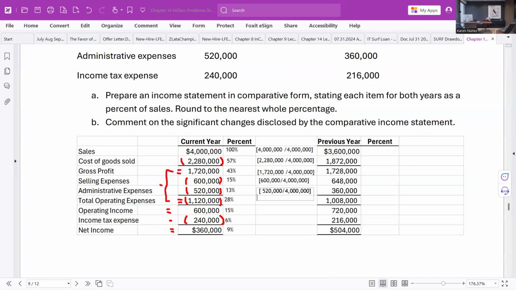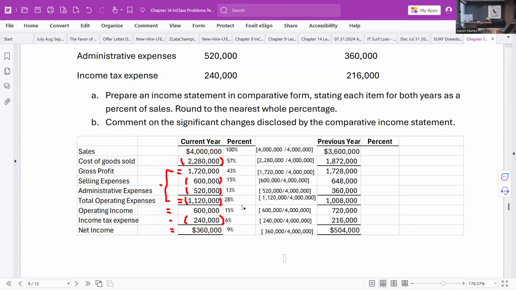And then the total operating expenses, we express that 1,120,000 as a percent of that 4 million. Then the operating income, we express as a percent of sales, 600,000 divided by 4 million. The income tax expense, 240,000 divided by 4 million. And lastly, at the bottom of the income statement, we've got the net income of 360,000, and we express that as a percent of our sales.